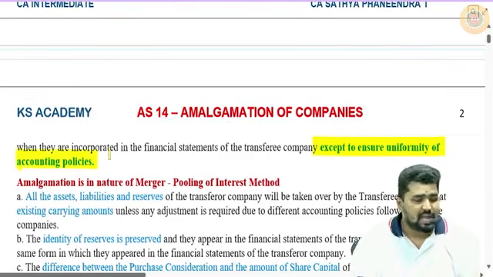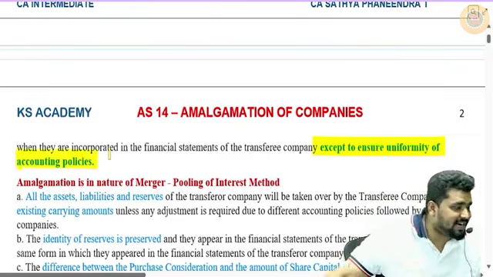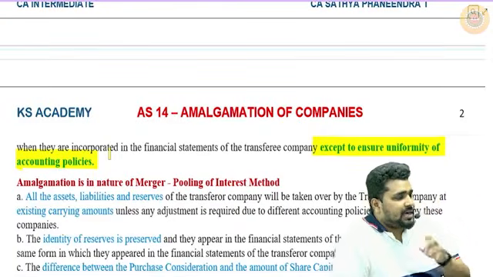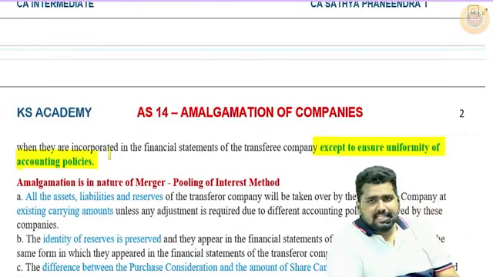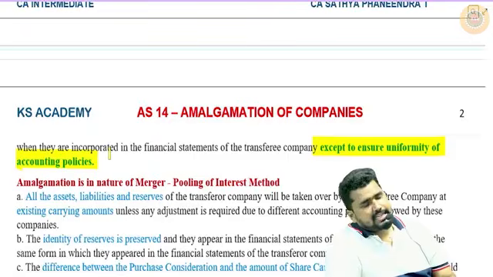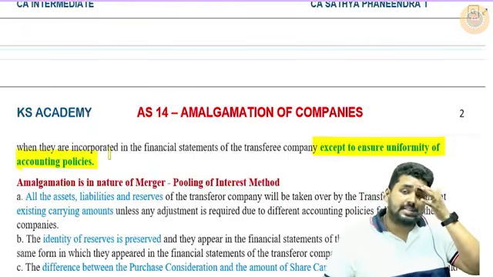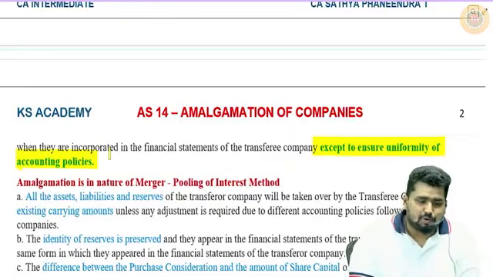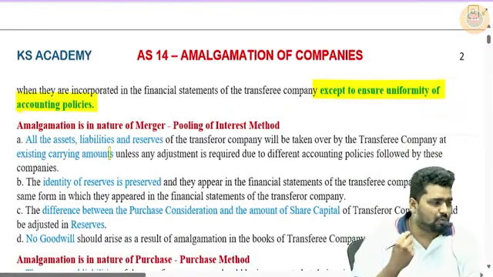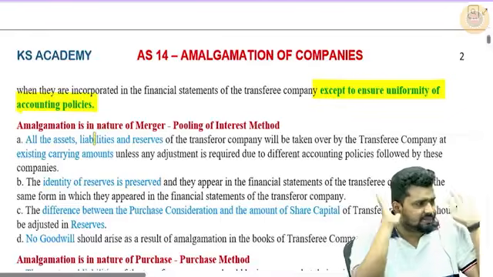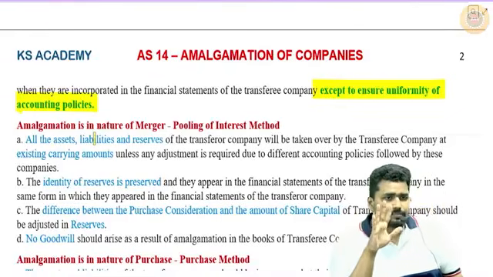If all the 5 conditions are satisfied, come on, be ready, don't sleep, focus, put your phones down and listen to me. Then you have an open gate to one method called the pooling of interest method. Sir, what is the accounting when it comes to the pooling of interest method? I will tell you immediately. Listen, ready?